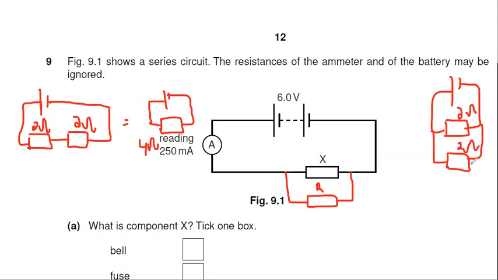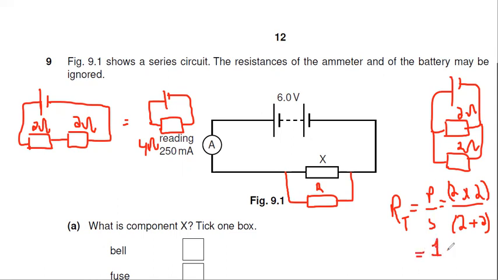In order to get the total resistance of this circuit, we should make our total equal to product over sum, which means 2 times 2 over 2 plus 2. So the total resistance now will be 4 over 4. So the total resistance will be 1 ohm.